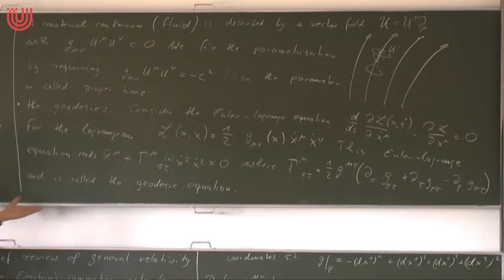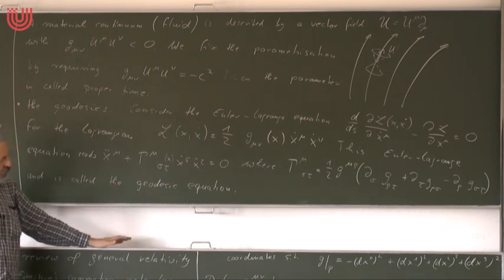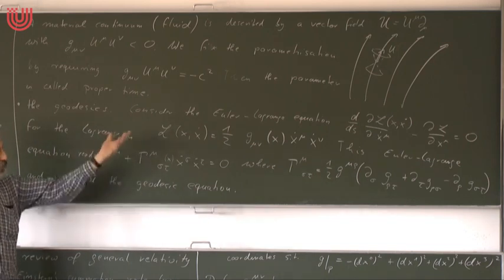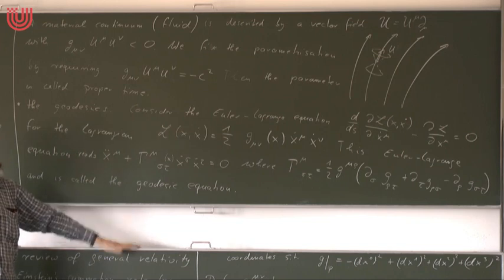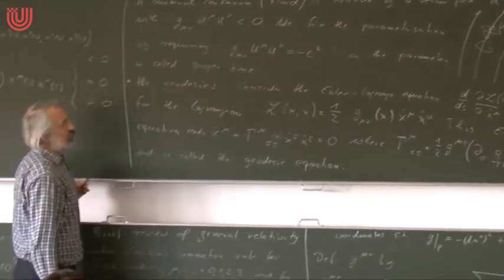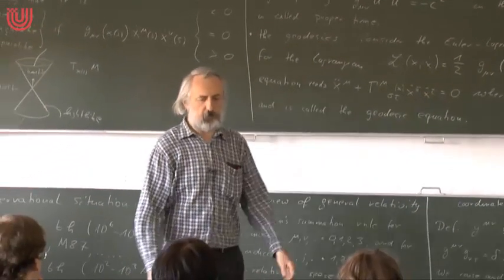And for this reason, they are the natural generalizations of the inertial motions in special relativity. And on a curved manifold with a gravitational field, it would cause these freely falling particles. Yeah? So the geodesics are freely falling particles. So they are just following the geometry which encodes the gravitational field.